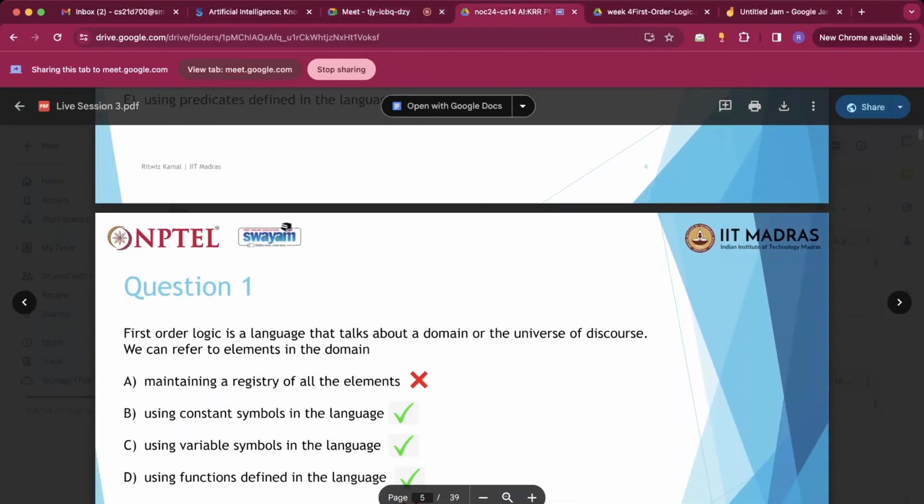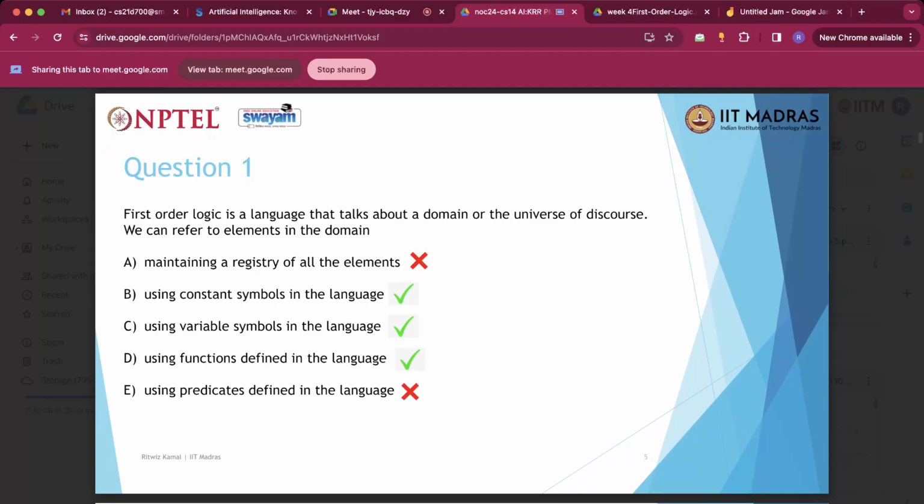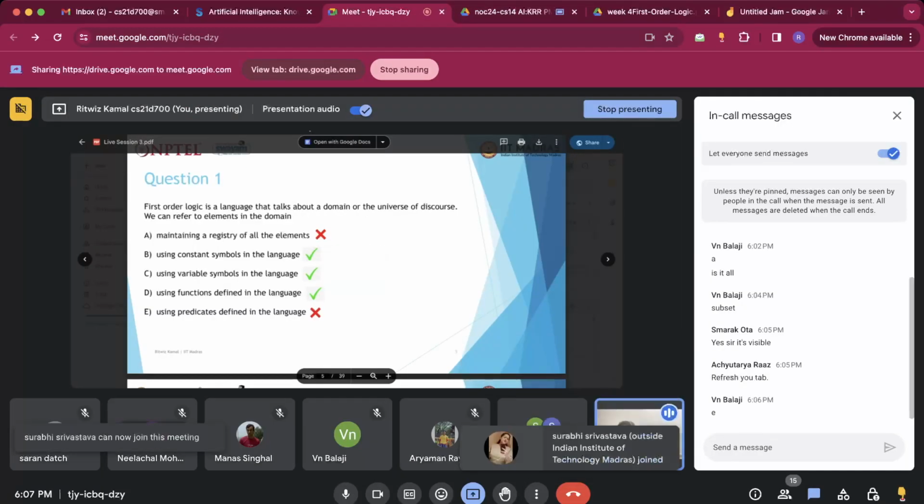So the first option is not relevant. It doesn't make sense over here. By referring to elements, we do not concern ourselves with maintaining any registry of elements. That is just a non-relevant option given to us. And just like we saw, we can represent an element using a constant symbol, using a variable symbol and a function, but not using a predicate. So B, C and D are the correct options. Any doubts on this, or should we move on to the next question?